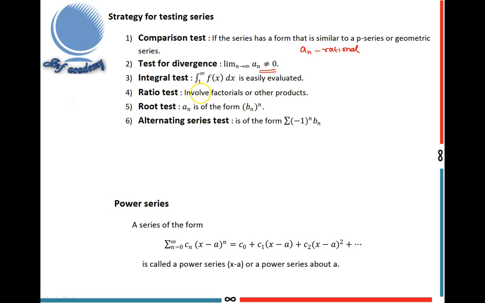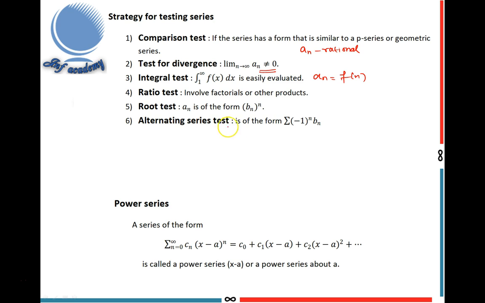Next, integral test. If an equals f of n, and the integral from 1 to infinity of f of x dx is easily evaluated, then the integral test is effective. Next, ratio test. For series that involve factorials or other products, including a constant raised to the nth power, you can use the ratio test. Next, root test. If an is of the form bn whole power n, then the root test may be useful.